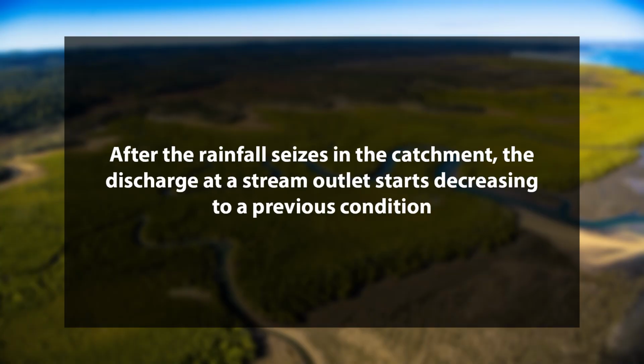After the rainfall ceases in the catchment, the discharge at a stream outlet starts decreasing to a previous condition. The hydrograph curve decreases to a lowest value, which is called base flow. The base flow part of discharge is not contributed by precipitation. It sustains the flow in the river due to the contribution of groundwater and soil water storage.